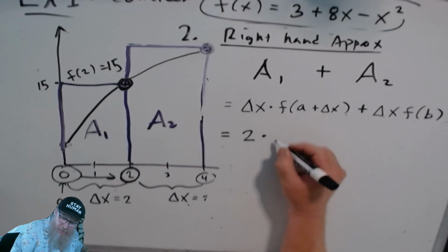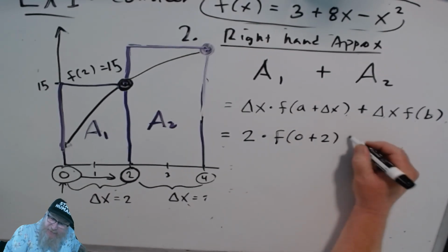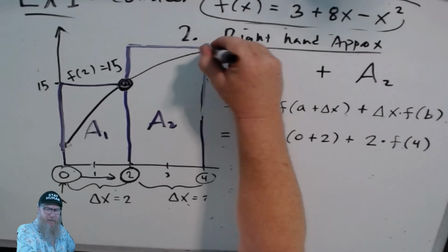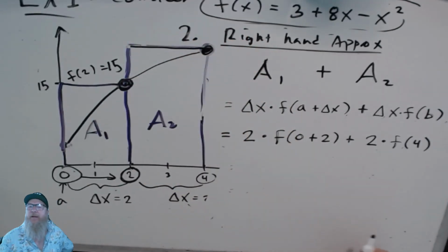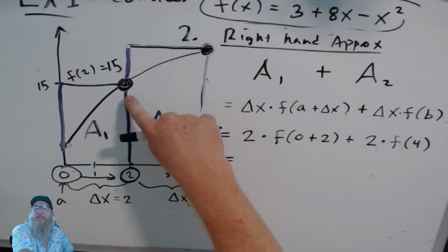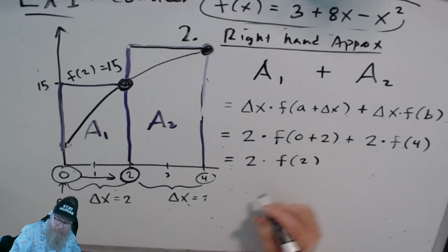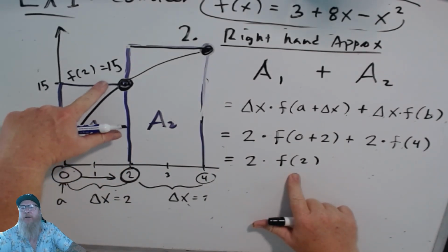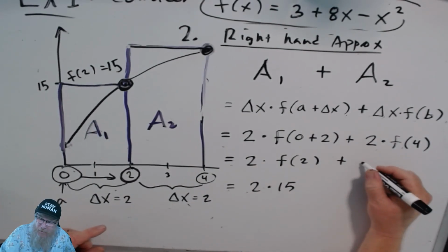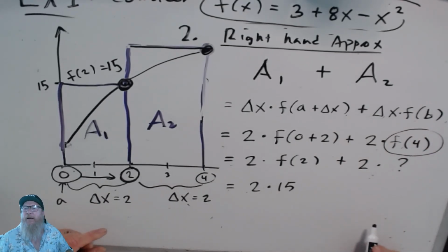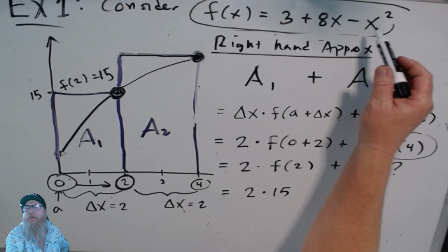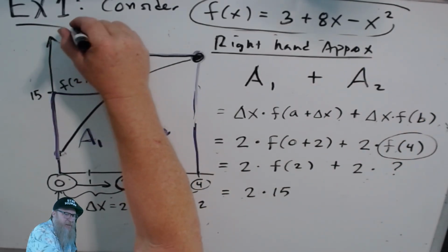So again, delta x is 2. a is still 0. Delta x is still 2. And then f of b is now f of 4 to get this right-hand point, which is like the roof of the rectangle. And my drawing is not to scale. We know this one. That's the nice thing about doing both of these: if you've already done f of 2 and you know it's 15, you don't have to do it again. That's going to be 2 times 15. The one we don't know is this one, f of 4. In my picture, it looks like it's just a little above 15, but I wouldn't trust the picture. I would use the formula to figure out what f of 4 is.